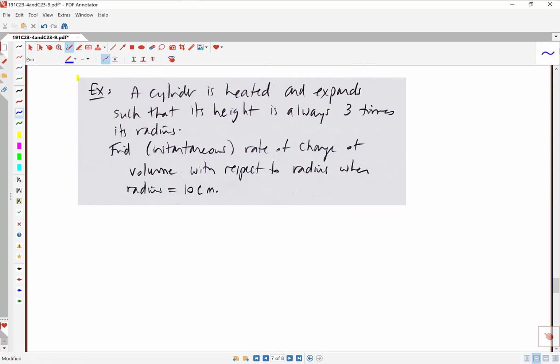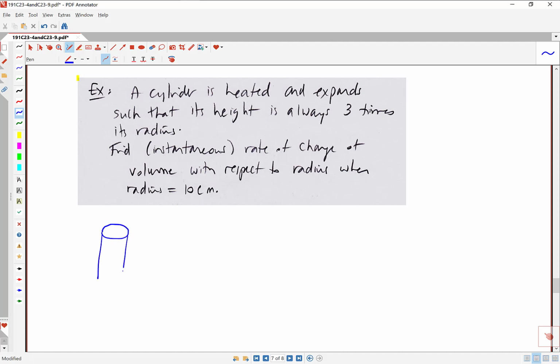So here's our last problem for this video. A cylinder is heated and expands such that its height is always 3 times its radius. Find the instantaneous rate of change of volume with respect to radius when the radius is equal to 10 centimeters. Okay, well, first let's draw a picture of our cylinder.